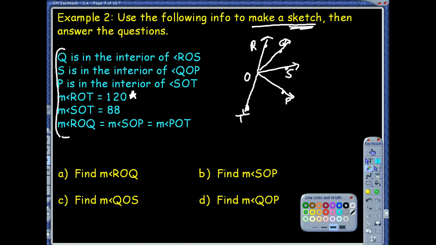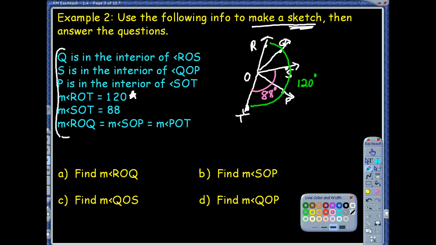So let's say that's the angle. I'm going to say this is the 120, and I'm just going to go like this. This is the 120 degrees. We know that, and I'm just going to start labeling. So angle SOT is, and that's really the angle they're talking about here because they were talking about the interior points of that. So this is the angle here. Let me change color. This is 88 degrees.